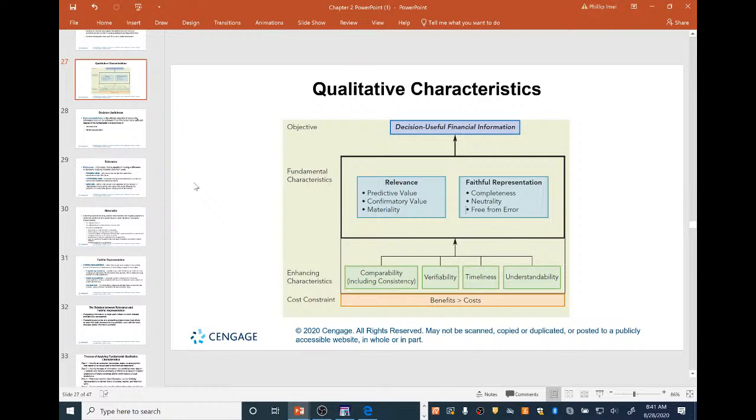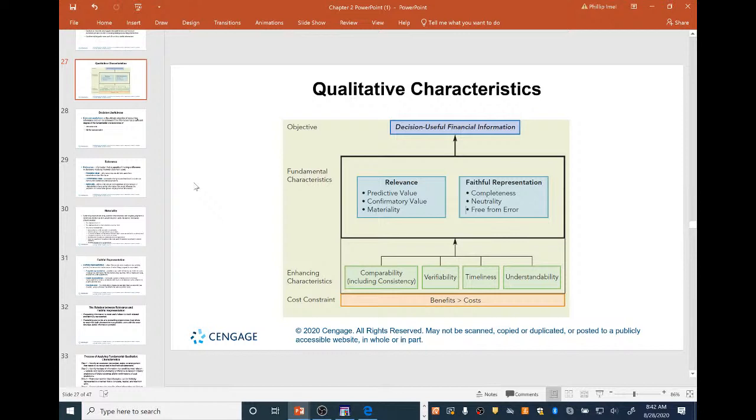So what are the 2 fundamental characteristics? So part A of number 3 will be, what are the 2 fundamental characteristics of accounting? We know they're relevance and faithful representation, right?